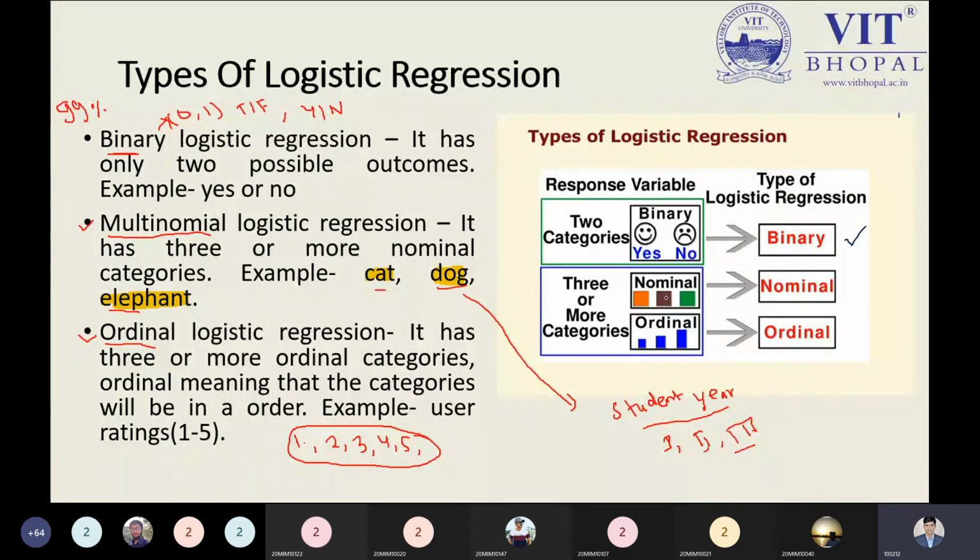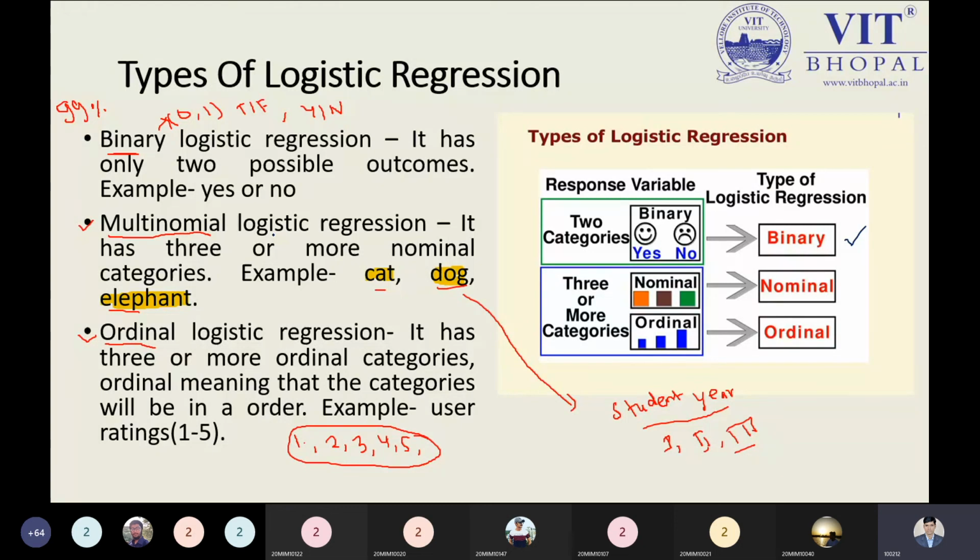We can take another example for multinomial logistic regression: cat, dog, and elephant. When we have flocks of birds, or groups of different animals, we have to find which animal belongs to which class. So we are finding three classes or more than three classes, and that comes under multinomial logistic regression. So in the exam, you have to understand what kind of logistic regression we are following.